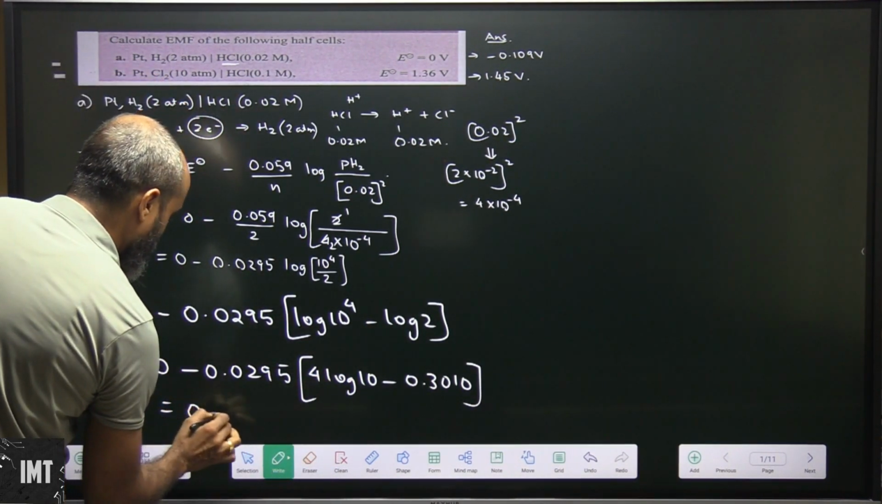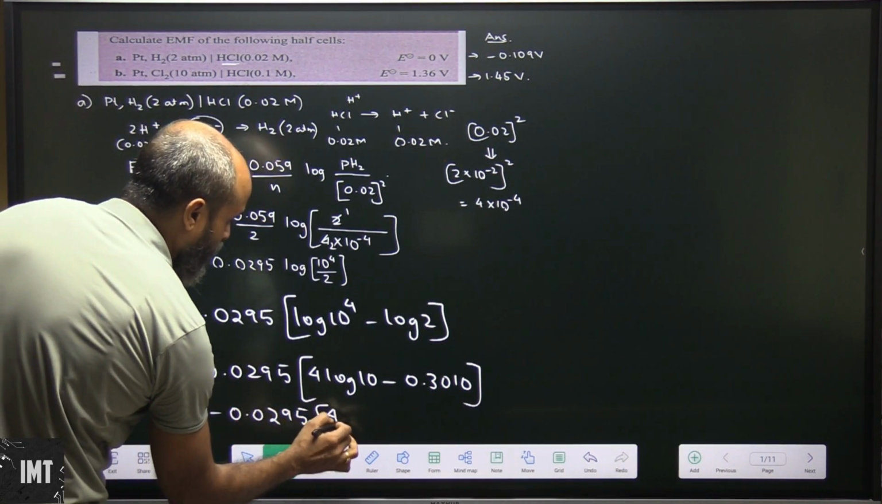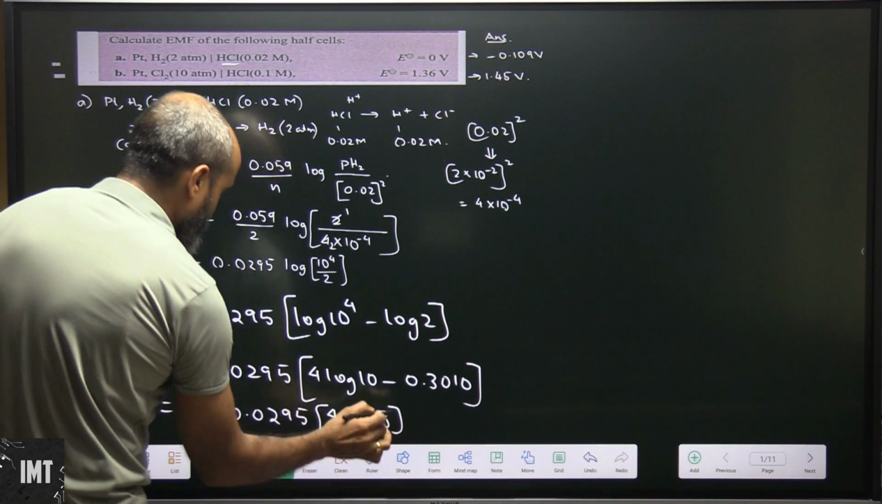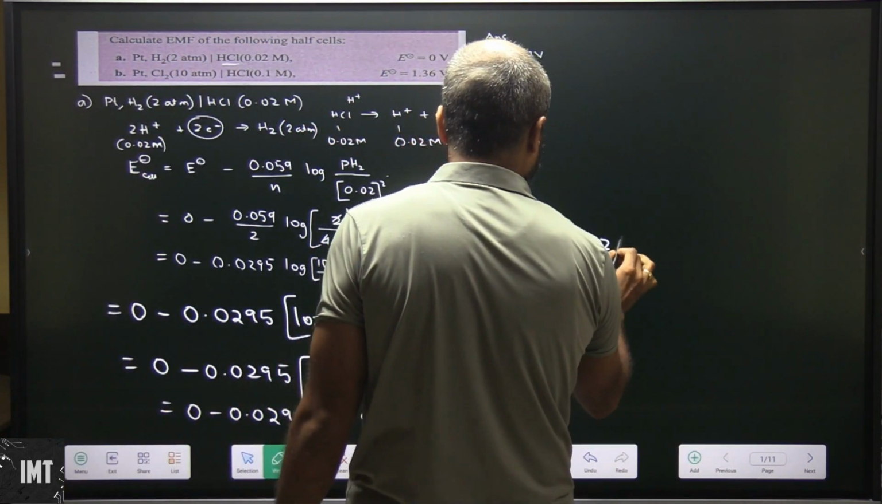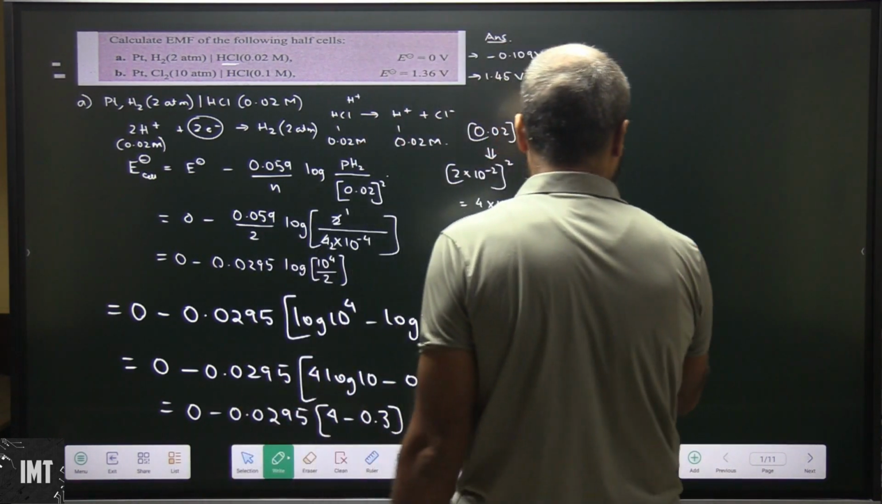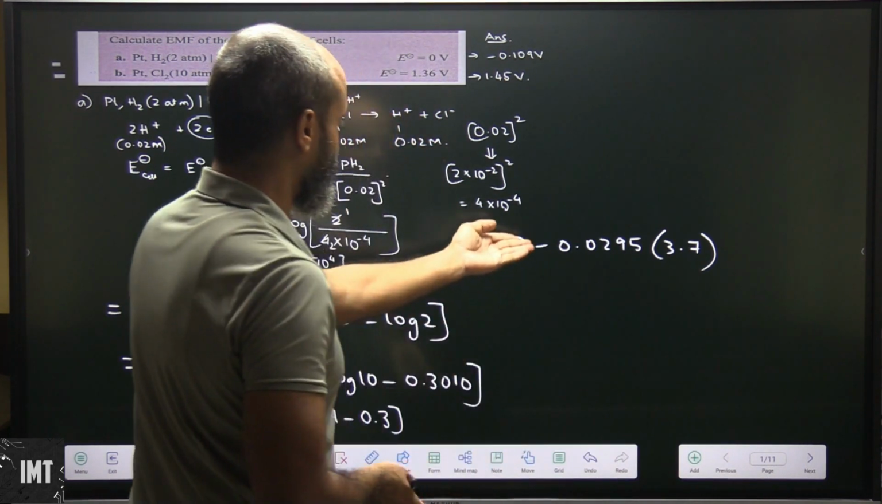So this will be 0 minus 0.0295, that will be 4 minus 0.3. So this is going to be 0 minus 0.0295, not very complicated calculations people, 3.7. So we can take this to be 3.